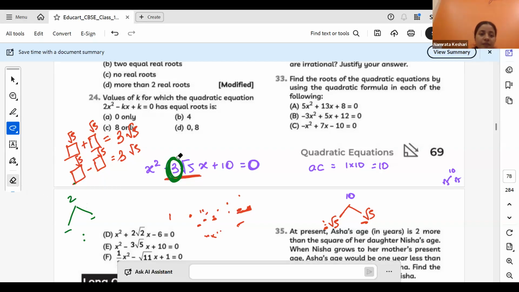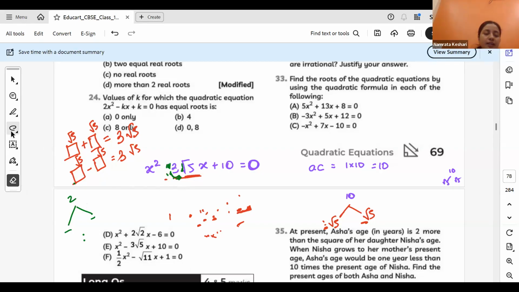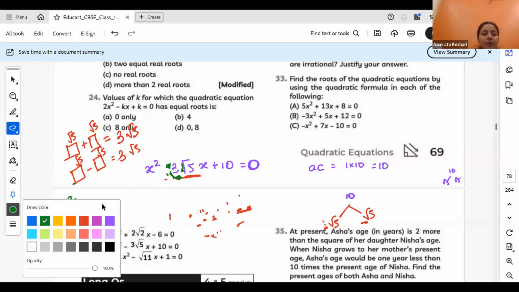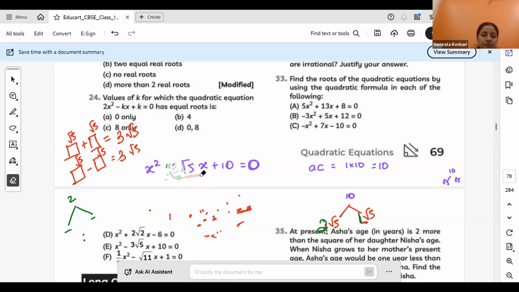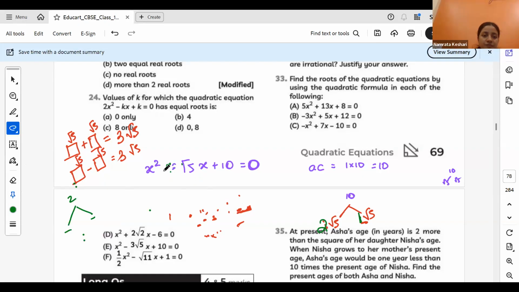Yes, ma'am. That means we can take 2 into 1. Think about it. Can I take 2 into 1? Multiplied together is 2. Can I take 2 root 5 and 1 root 5? Yes, ma'am. Think about it. Both added together will give you 3 root 5, and both multiplied together will give you 10. Check it. Are you getting it, everyone? Yes, ma'am.